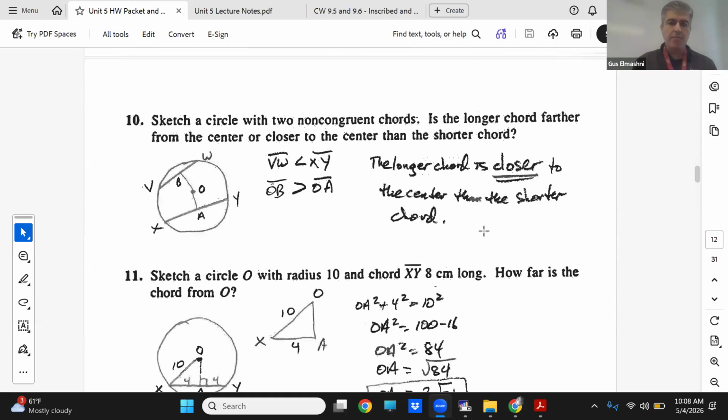Next up, you've got 2 non-congruent chords. Is the long chord farther from the center? The long chord is actually closer, right? It's got to be closer. That's what makes it longer, and hence it makes the arc longer there. So we notice that also.